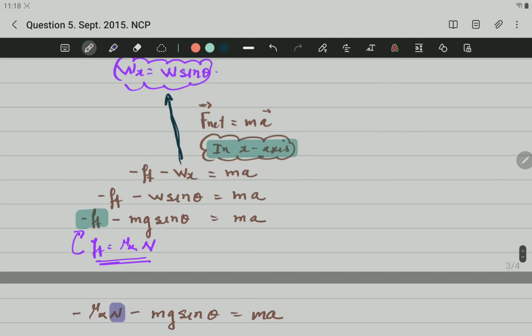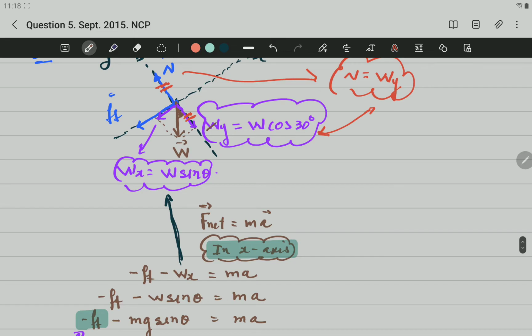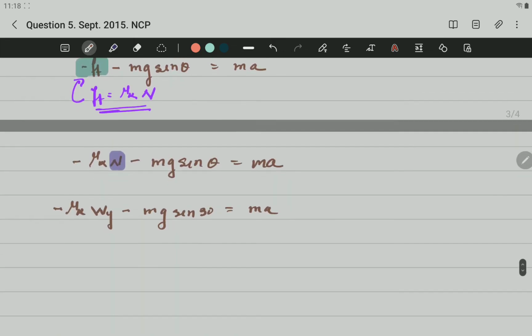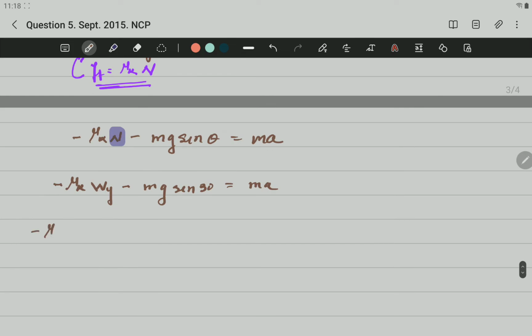Recall here, weight in the y-axis is that one there, so it's equal to weight minus kinetic coefficient of friction multiplied by weight multiplied by cosine of theta. Let's just move a little bit further. Weight multiplied by cosine of theta, but weight is mg. Now we can say cosine 30 degree minus mg sine 30 degree is equal to ma.